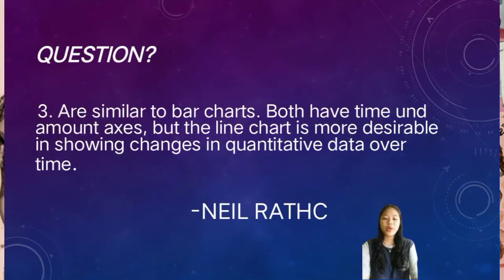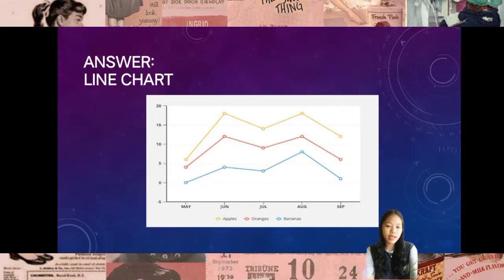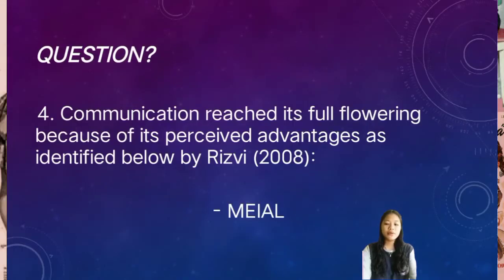The third question: these are similar to bar charts. Both have time and amount axes, but the line chart is more desirable in showing changes in quantitative data over time. The answer to the third question is line chart. You are correct. The fourth question.